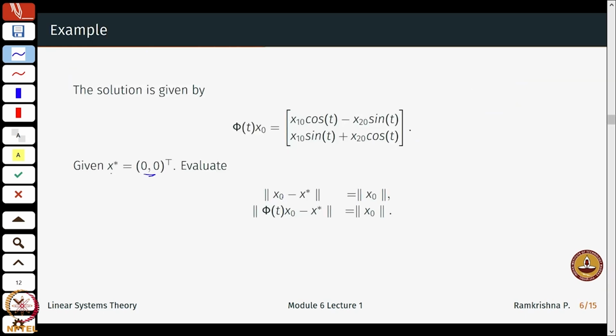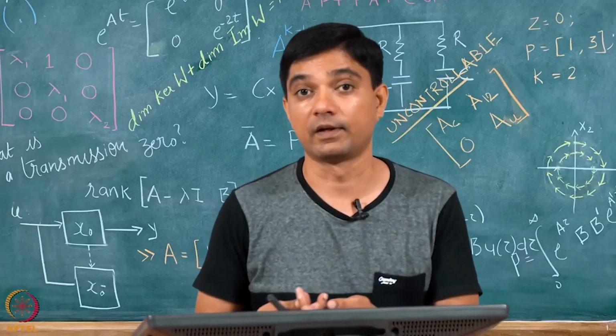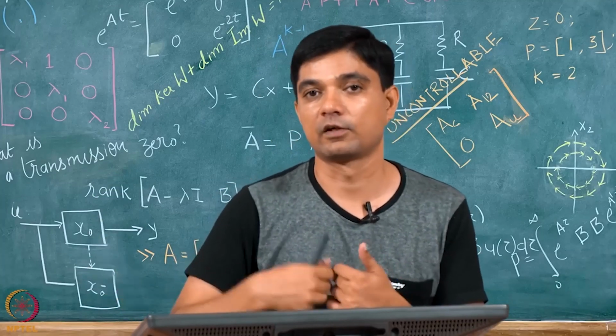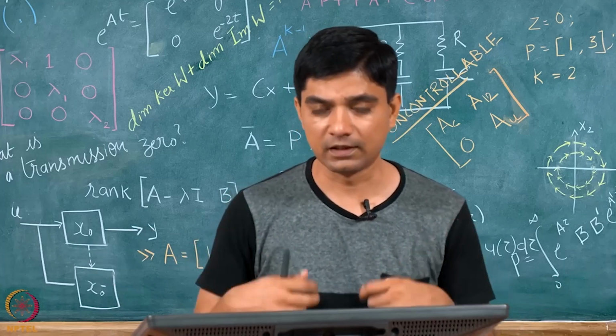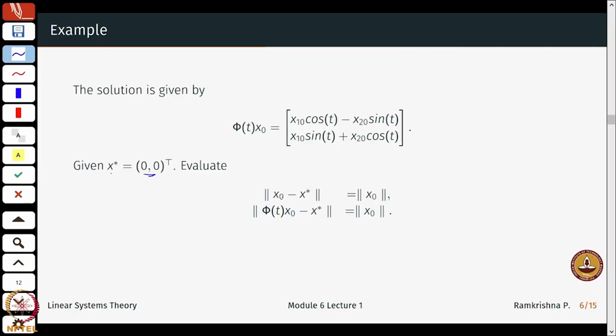This could be a 2 norm or infinity norm or whatever, because we know that all norms in finite dimensions are equivalent. Given one norm, I can always find a nice relation with the other, or I can always bound it with the other norm. So it does not really matter which norm you choose, but for our purposes we will usually look at the 2 norm. Okay, so x star is 0, so this turns out to be just x naught.